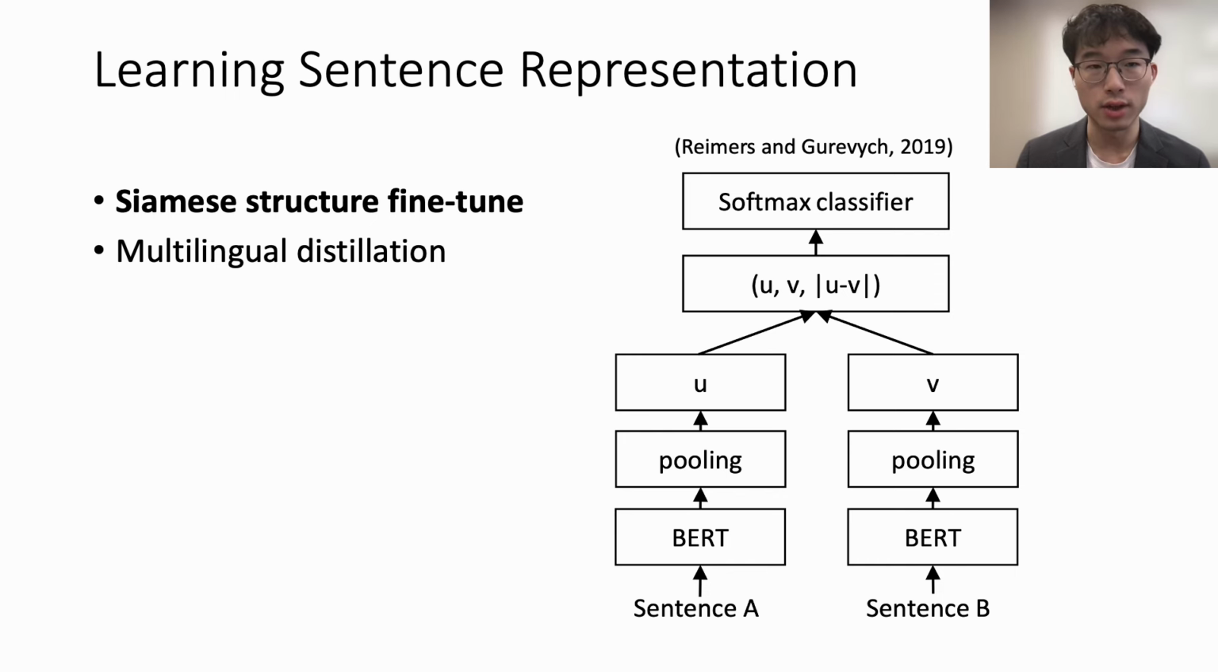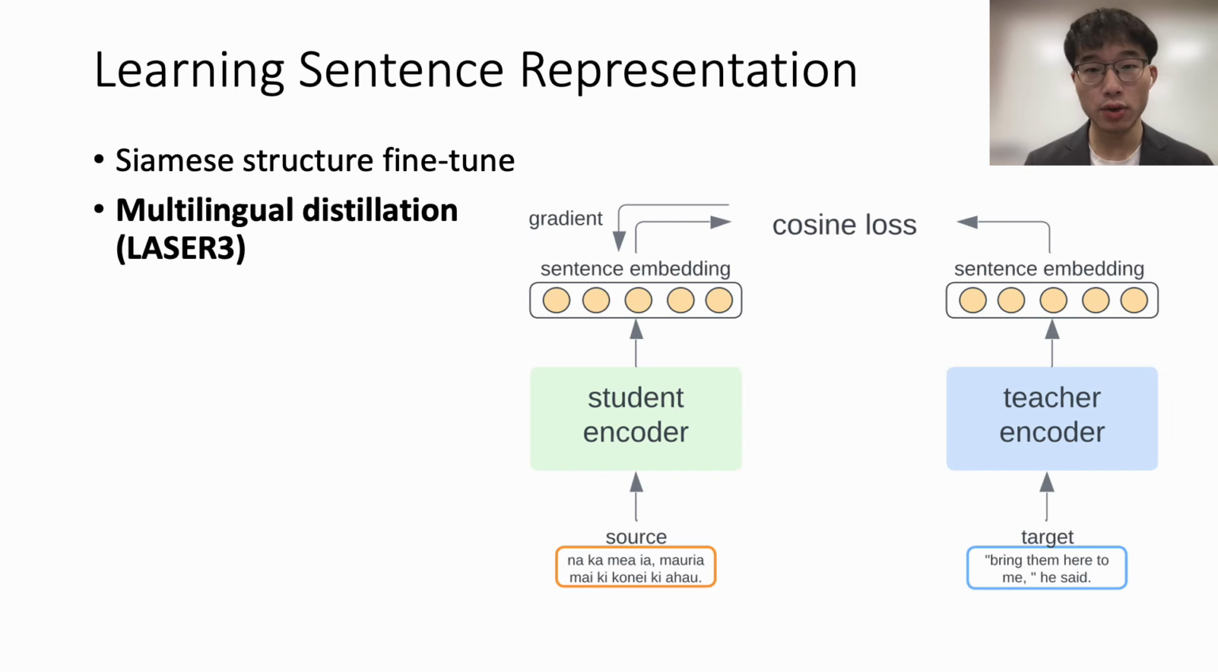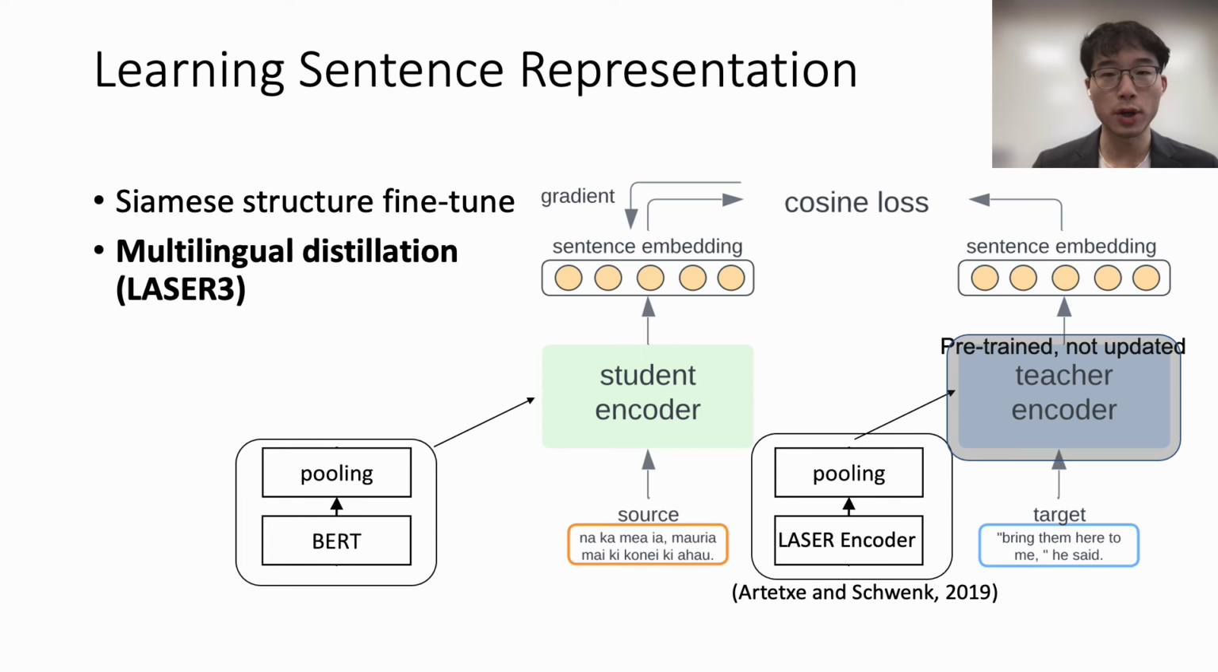Therefore, we resort to another method, multilingual distillation. This multilingual distillation architecture, or LaBSE as so called by its author, is shown on the right. So different from the Siamese structure fine-tuning, now we have a specific student encoder for source language and teacher encoder for target language. And here, we try to distill the information from the teacher encoder to the student.